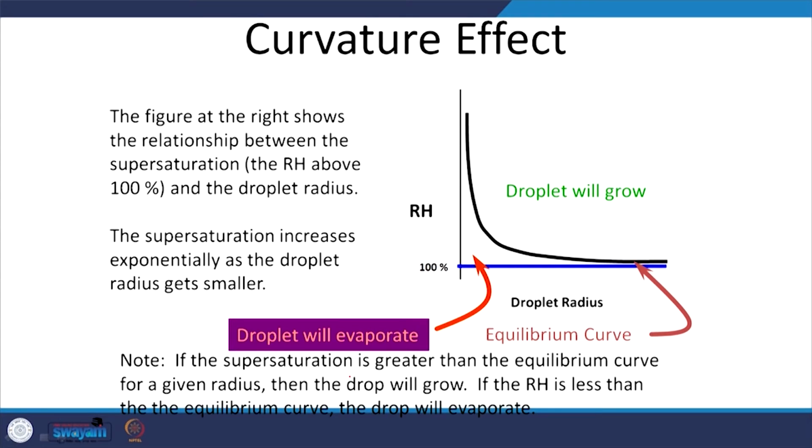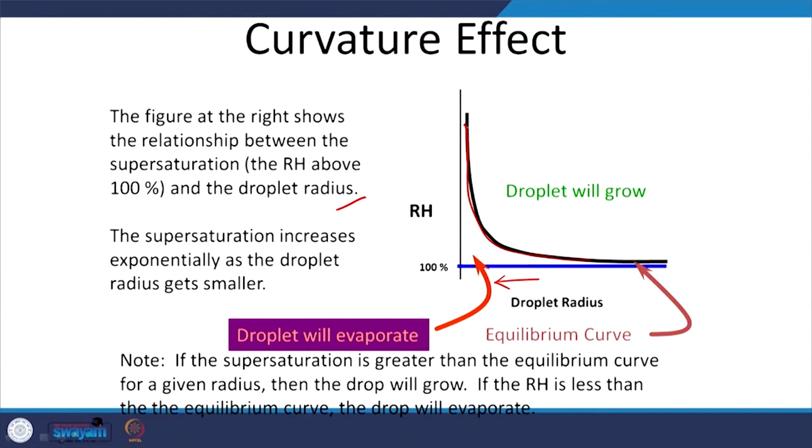The figure on the right hand shows the relationship between the supersaturation and the droplet radius. What is supersaturation? Supersaturation is when the relative humidity crosses 100%. The supersaturation increases exponentially as the droplet radius gets smaller. So, this is the small droplet radius and the supersaturation increases exponentially. This is the exponential growth that you see.